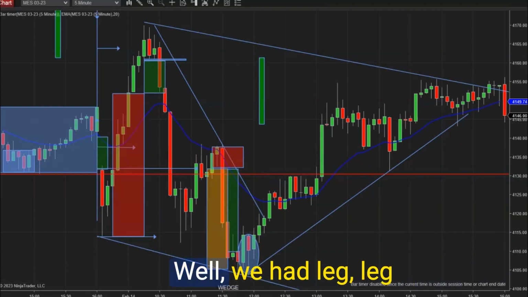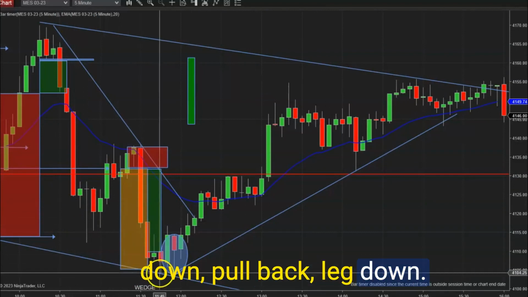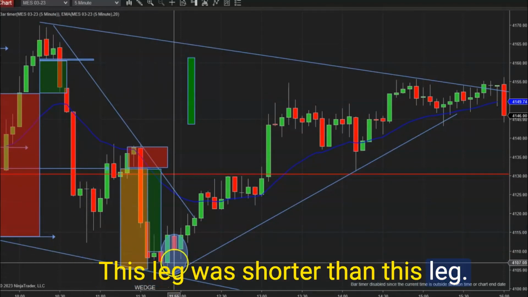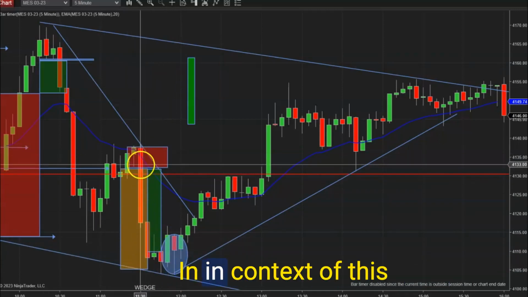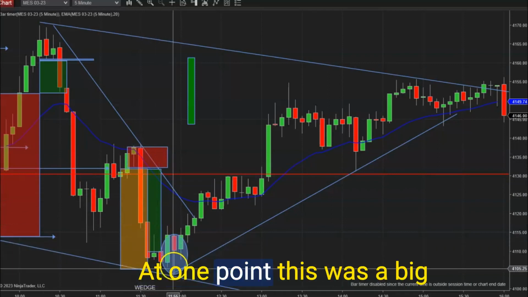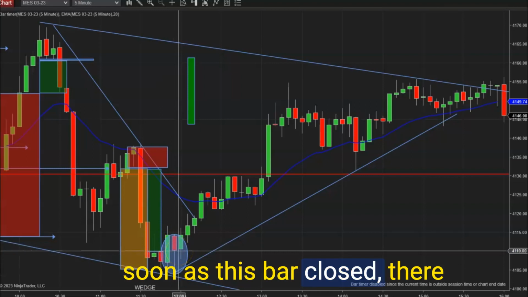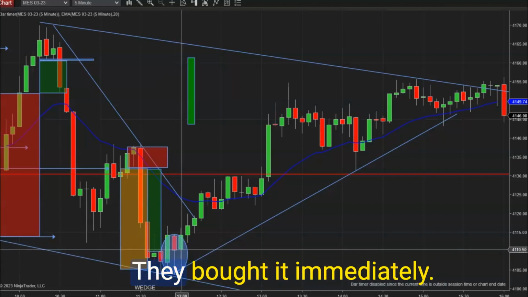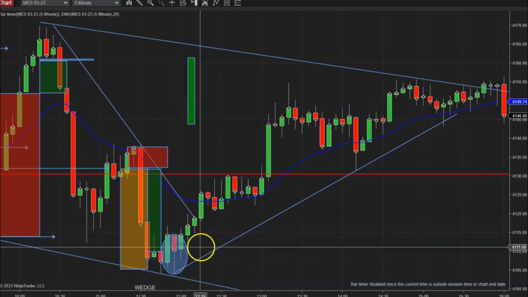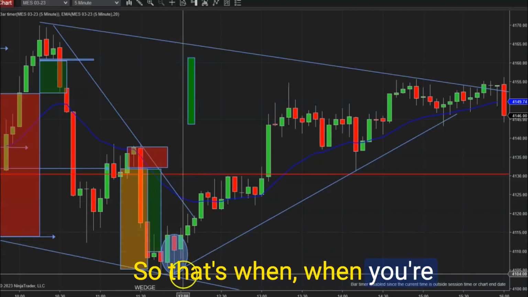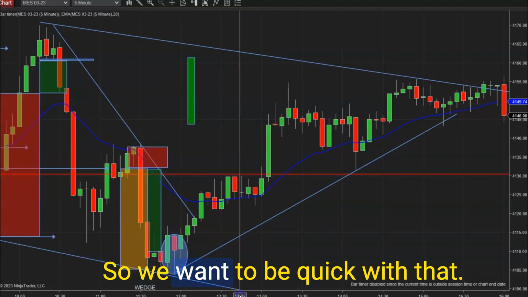what did this candle do? Well, we had leg down, pullback, leg down. This leg was shorter than this leg. This was the first green bar in context of this leg. And then at one point, this was a big red bar. And what happened? There were buyers. And as soon as this bar closed, there was like a small gap. They bought it immediately. As soon as this bar closed, I should have closed right there. Okay? So that's when you're covering, because then you never had a chance to cover at that price ever again. So we want to be quick with that.